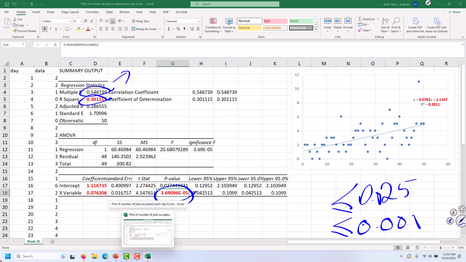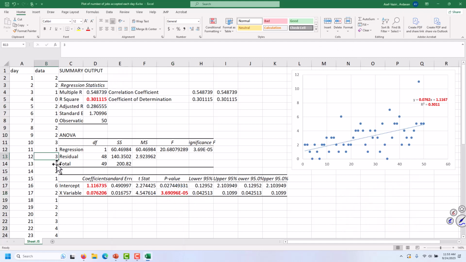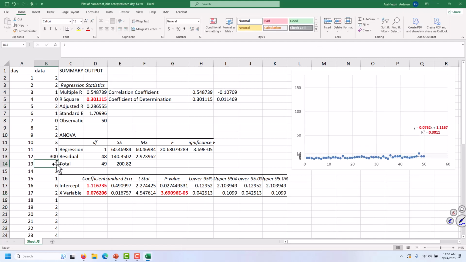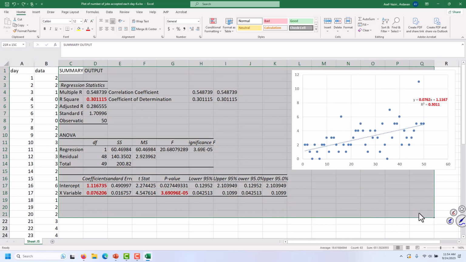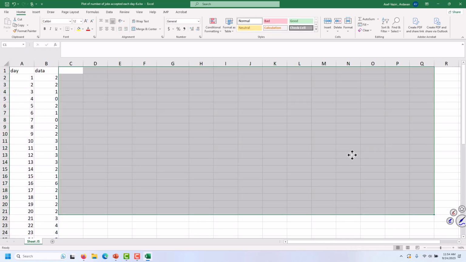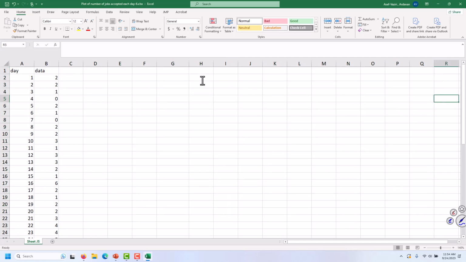Why is this not a good approach? Because if I change my data here, if I make this 300, nothing happens in this table. Each time I change my data, I must recalculate this table. Now let's go for the best approach.